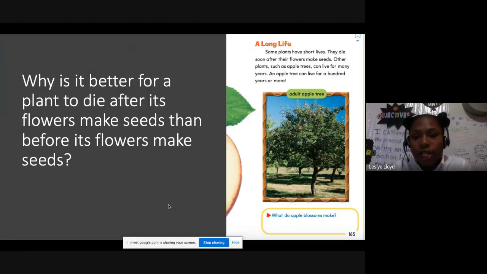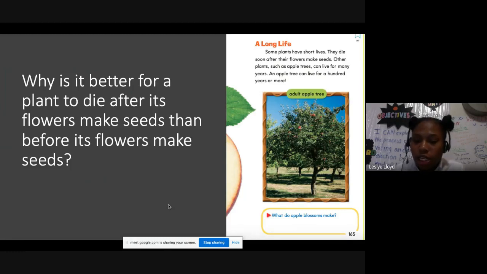Okay, a long life. Ms. Lloyd is reading from the textbook. Some plants have short lives. They die soon after their flowers make seeds. Other plants, such as apple trees, can live for many years. An apple tree can live for 100 years or more. That is a very long time. This is a picture of an adult apple tree.